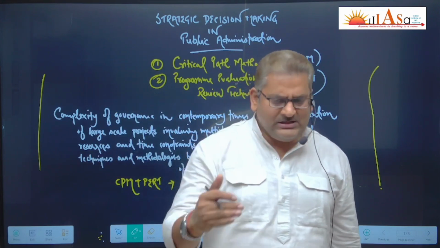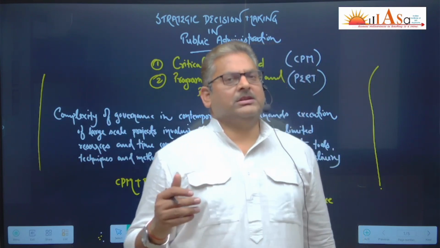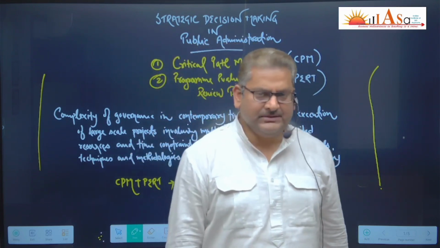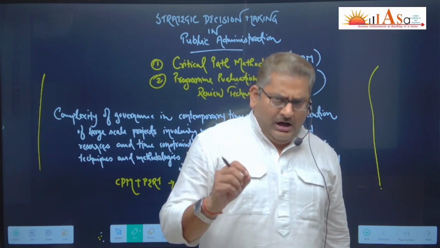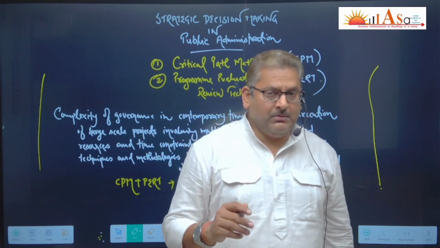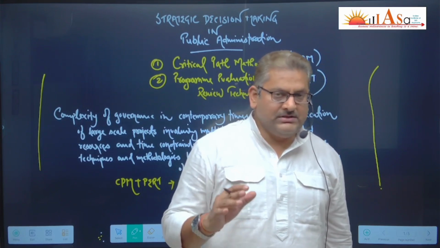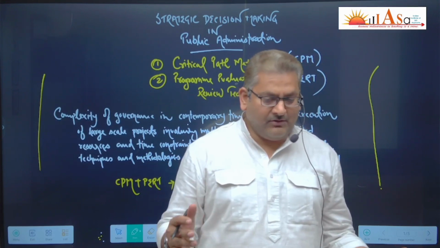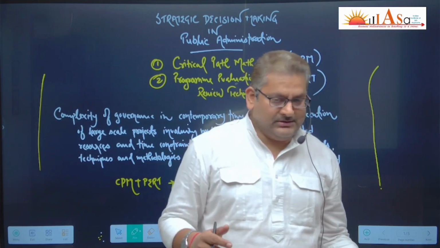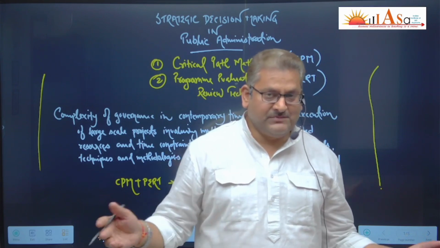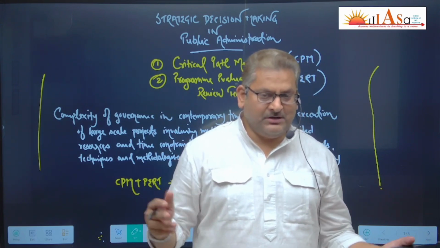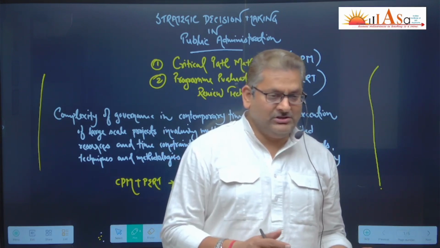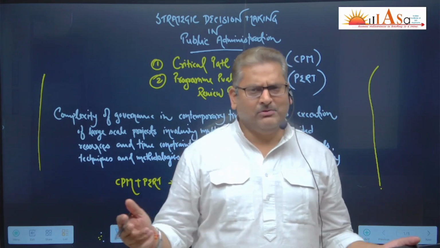So it is against this backdrop that we need to understand the critical path method and program evaluation and review technique. Point is clear? See, governance in contemporary times has become a very complex affair. Governance is related to reconciliation of conflict of interest. It is concerned with coordination of different subsystems, different departments, different programs, different projects, different kinds of policies. You need policy coordination, you need institutional coordination, and many more things.